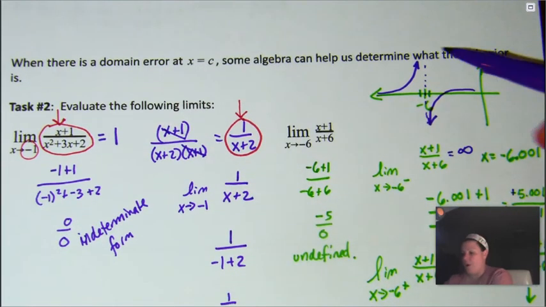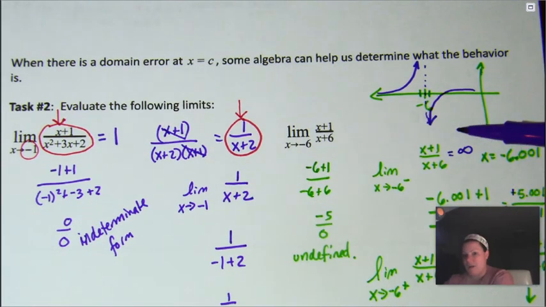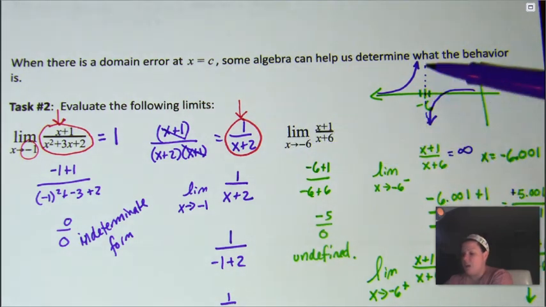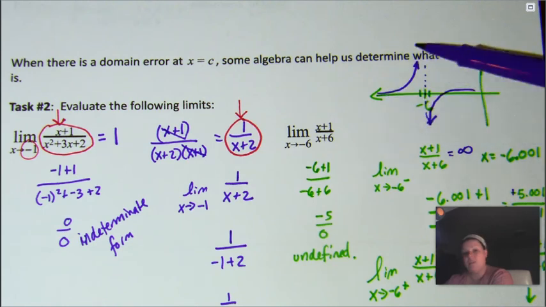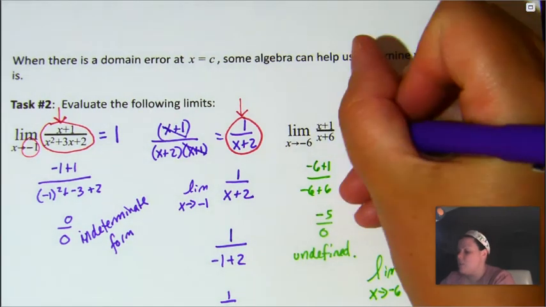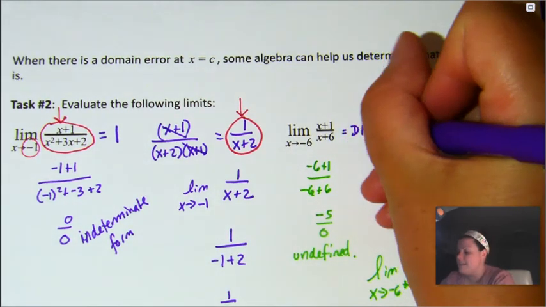So this is overall what's happening on that rational graph. So as you can see, the limit as x approaches -6 is not going to exist because one side's heading towards positive infinity, the other side's heading towards negative infinity, so it's going to not exist. This is the situation you would want to say the limit does not exist.